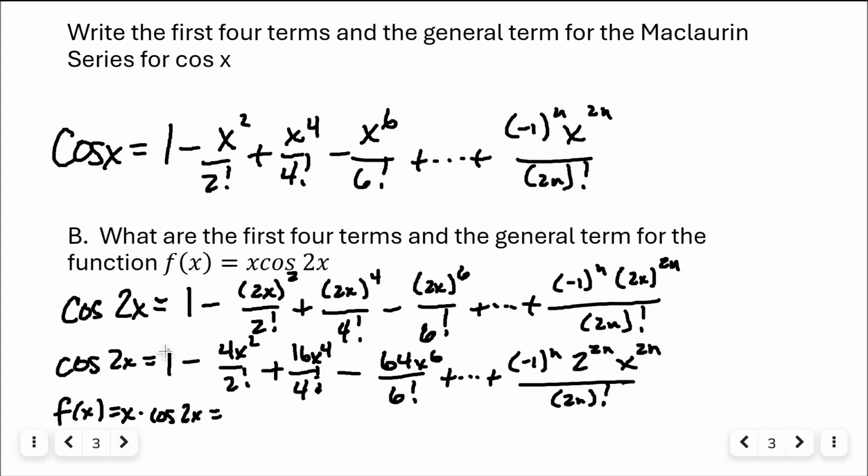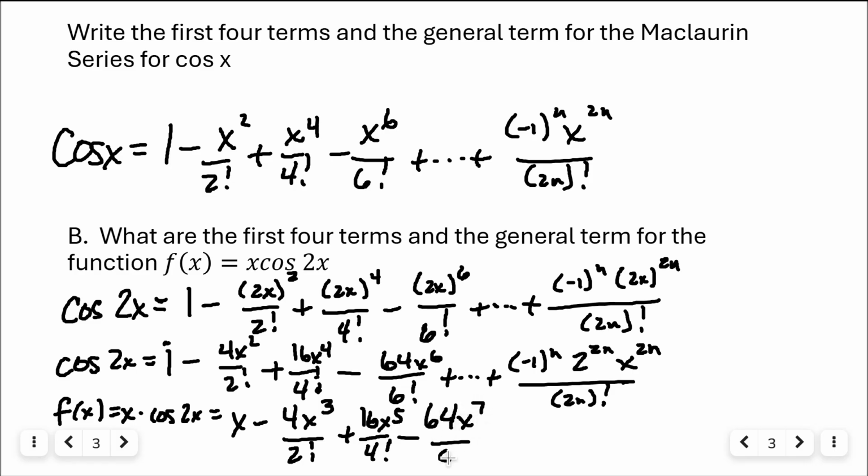So each one of these terms in cosine 2x are going to get multiplied by x. So let's see. 1 times x is x, minus 4x cubed over 2 factorial, plus 16x to the 5th over 4 factorial, minus 64x to the 7th over 6 factorial, plus negative 1 to the n.